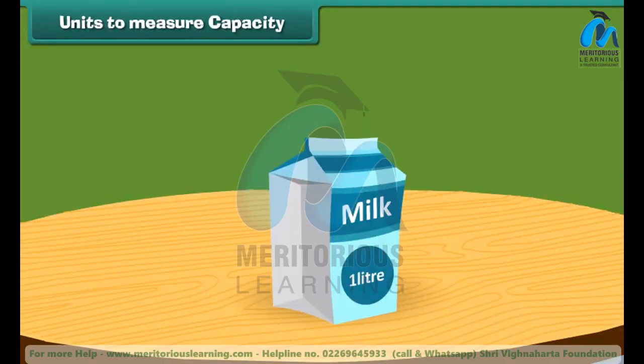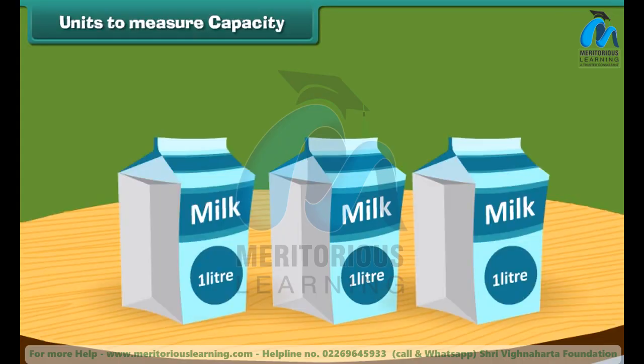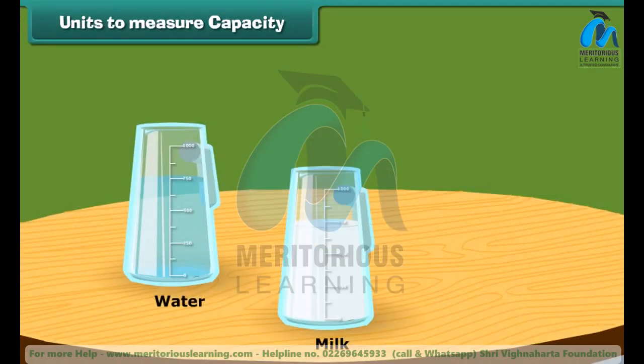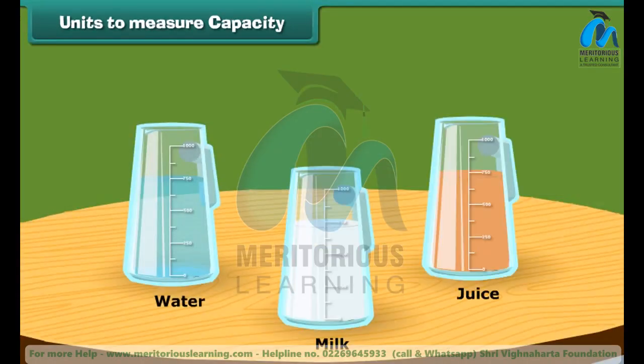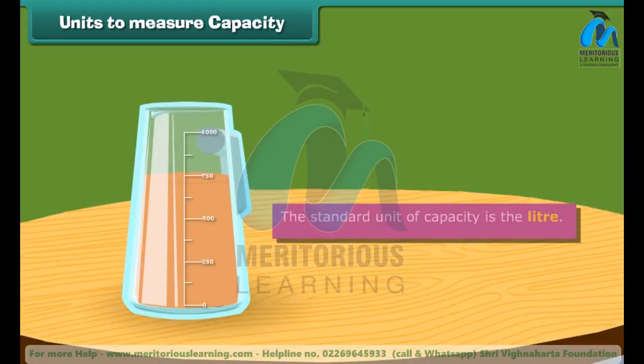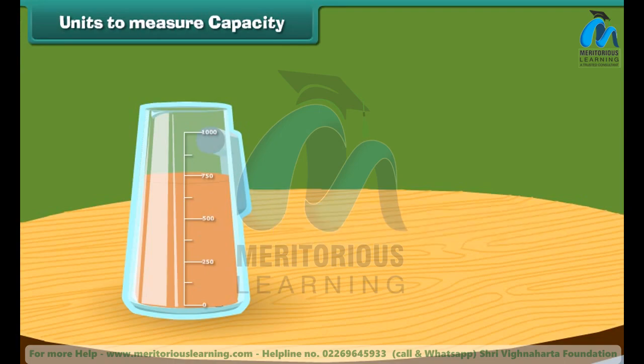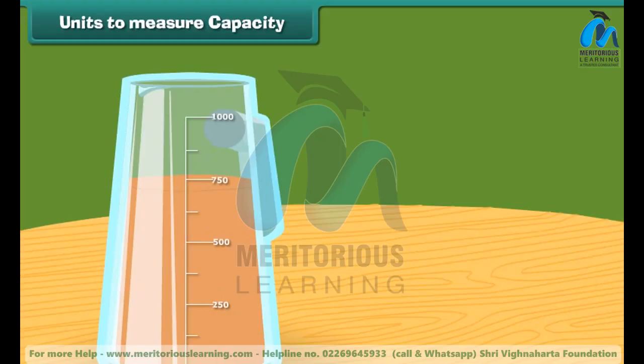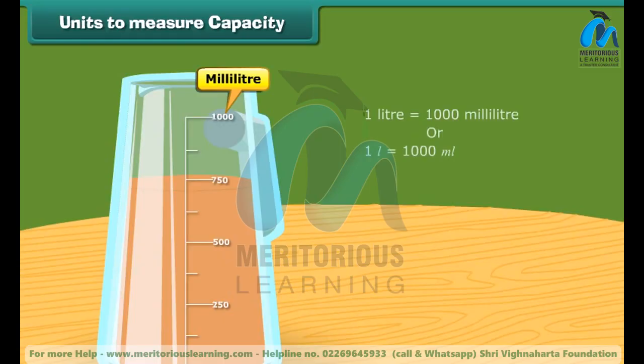How much milk comes in your home daily? 1 liter, 2 liters or more? The capacity of liquids like water, milk, juice, etc. is measured in terms of liters or milliliters. The standard unit of capacity is the liter. The part obtained by dividing 1 liter into 1000 equal parts is called a milliliter. This means that 1 liter is equal to 1000 milliliters.